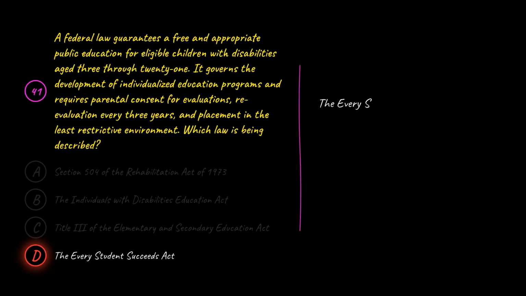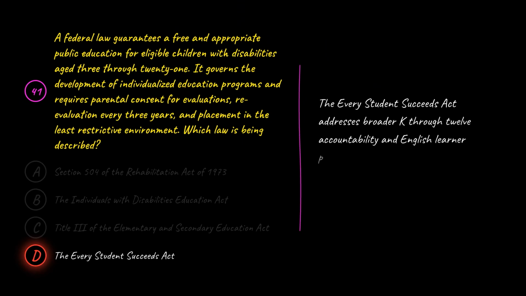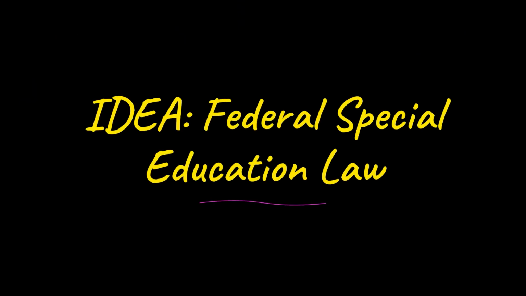D is wrong because the Every Student Succeeds Act addresses broader K through 12 accountability and English learner provisions, but it does not establish individualized education programs or the special education process described. The Individuals with Disabilities Education Act guarantees a free and appropriate public education to eligible students with disabilities from age 3 through 21. Understanding its core principles, and how it differs from other laws, is essential for the exam.